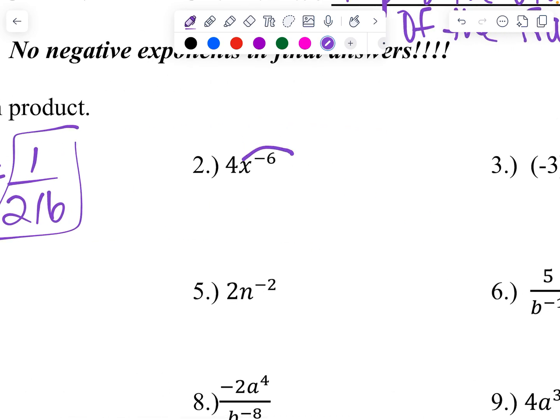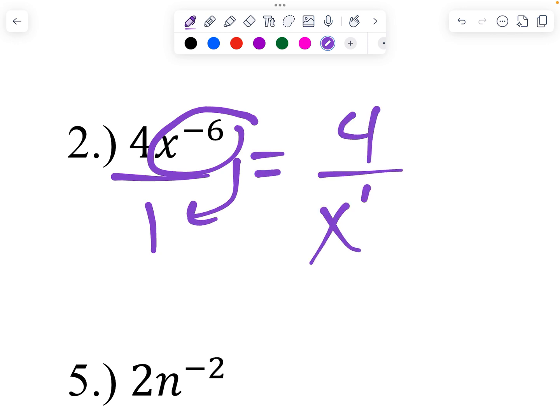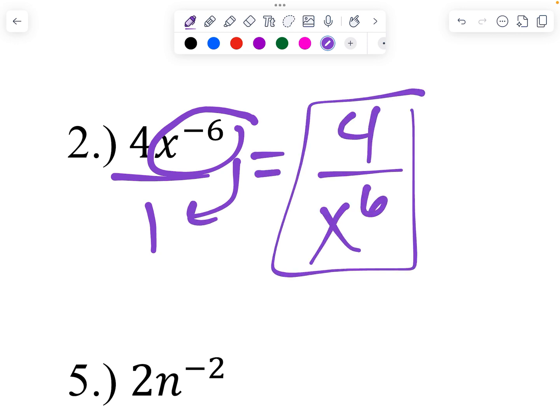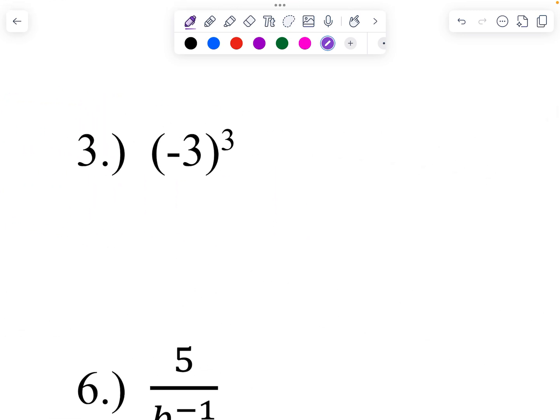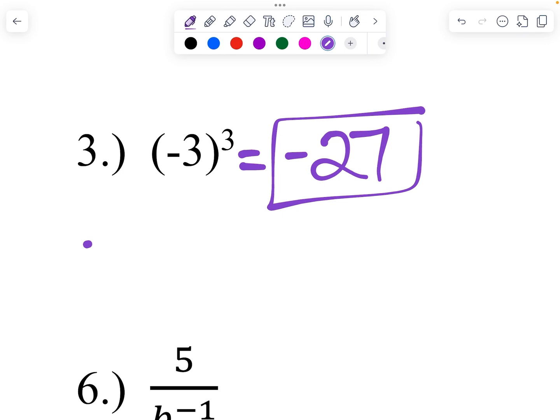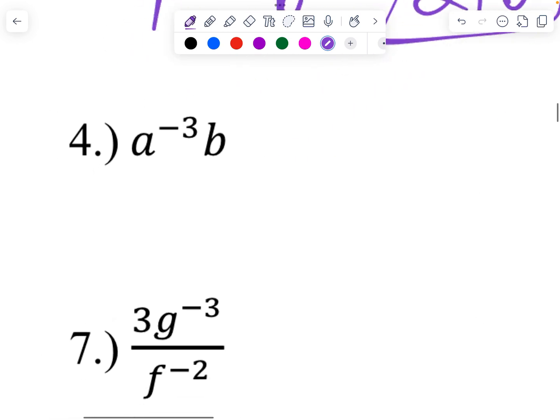Number 2, only what has a negative exponent is going to move. So my 4 is going to stay in the numerator. X now goes in the denominator, raised to the 6th power. Number 3, this one I'm trying to trick you. There is no negative exponent. So we will take negative 3 to the third power, which will give us negative 27. So negative 3 times negative 3 times negative 3. Only negative exponents get moved.